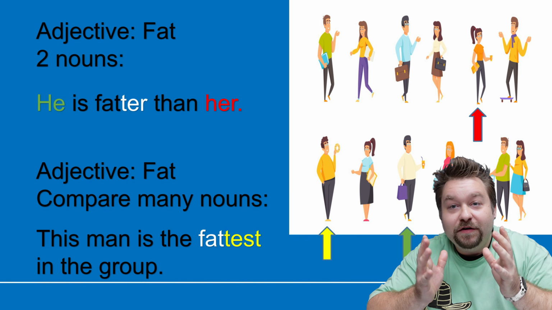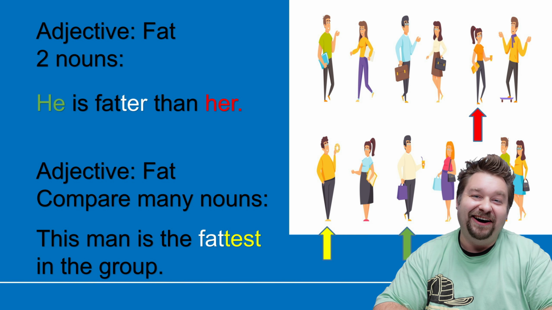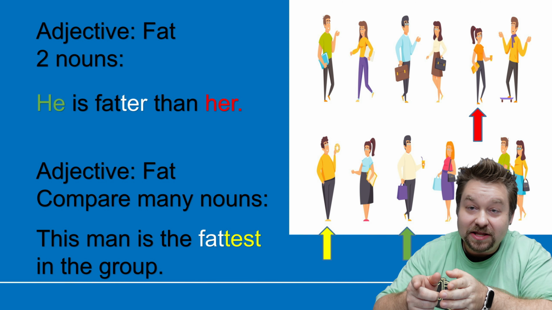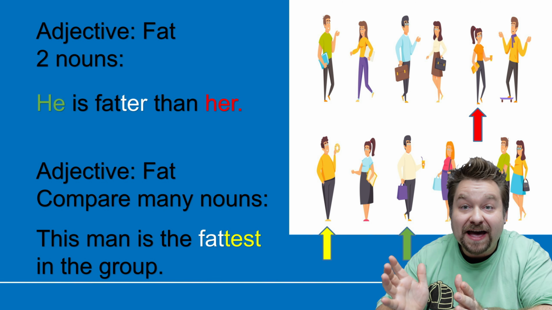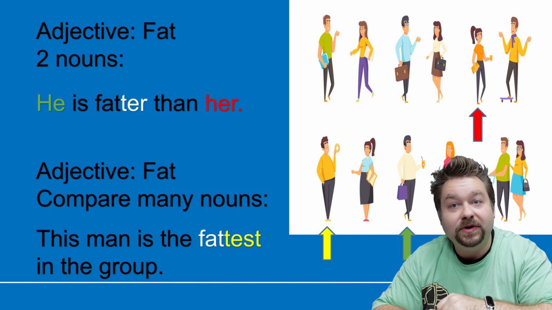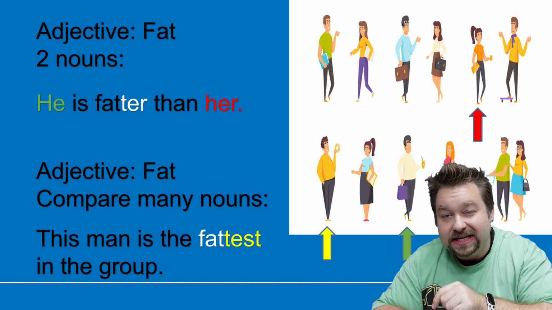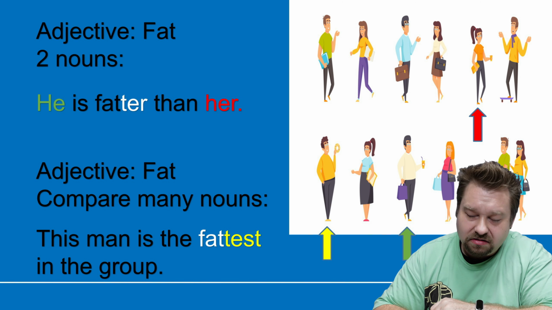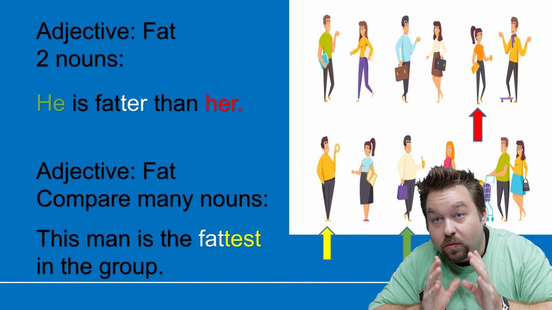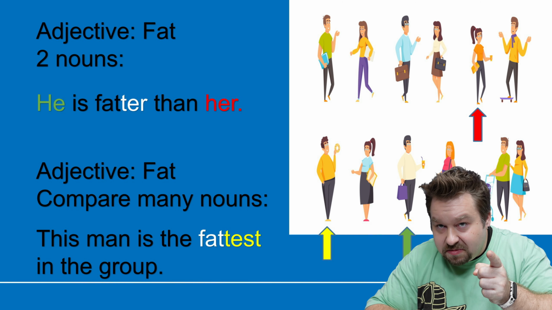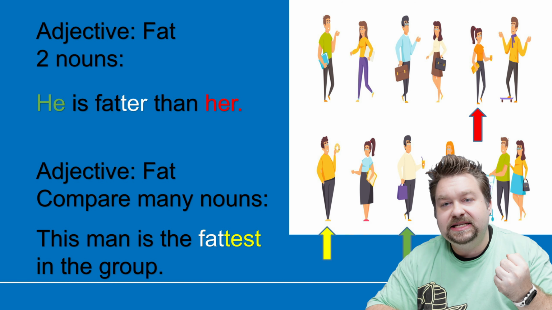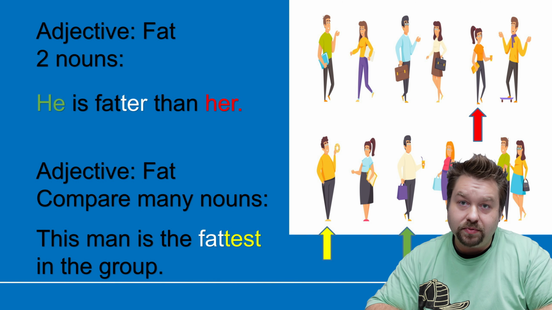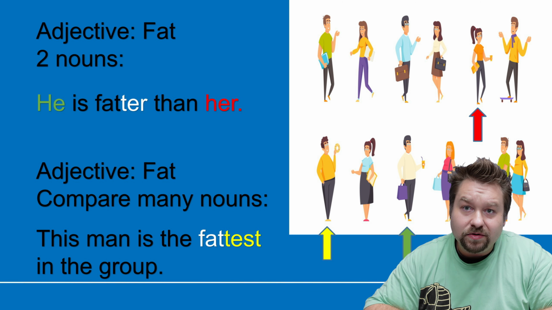Let's look. Fat. We're going to compare 2 nouns, right? So in the picture, he is fatter, TT, okay? We doubled the consonant, TT, and added ER. He is fatter than her. And when we're comparing 1 against all, this man is the fattest, TT plus EST, in the group. He's the fattest in the group.